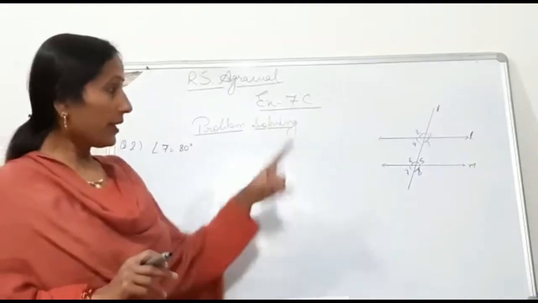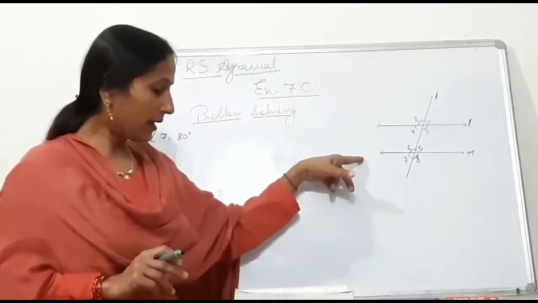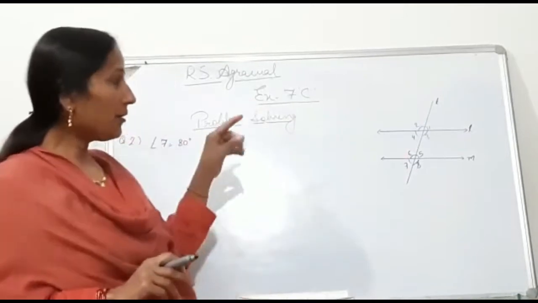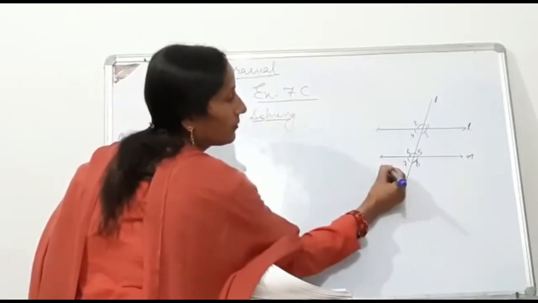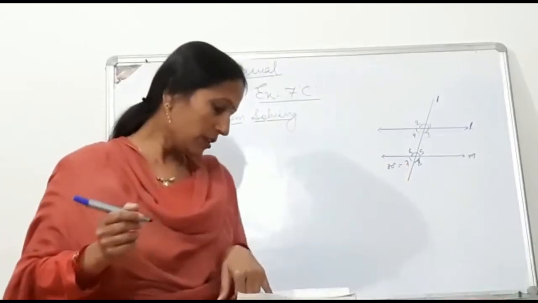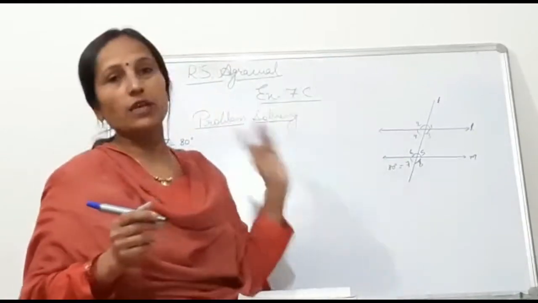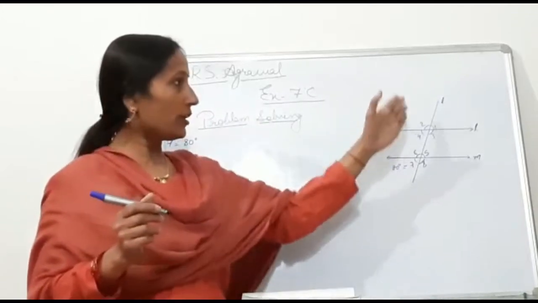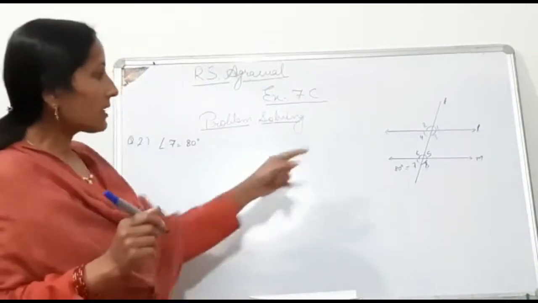The next question says that in given figure L parallel to M and a transversal T cuts them. If angle 7 is equal to 80 degree, this angle is given, then find the measure of each of the remaining marked angles. Rest all angles we have to find out. Only we know that these lines are parallel lines and T is a transversal which is cutting both the parallel lines. Okay. Now angle 7 is 80 degree.